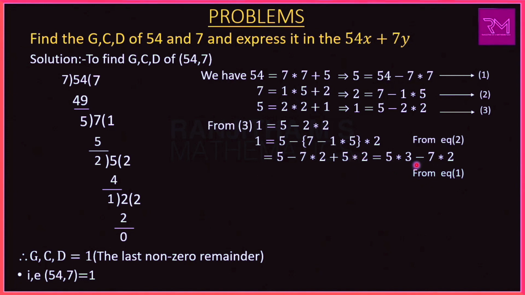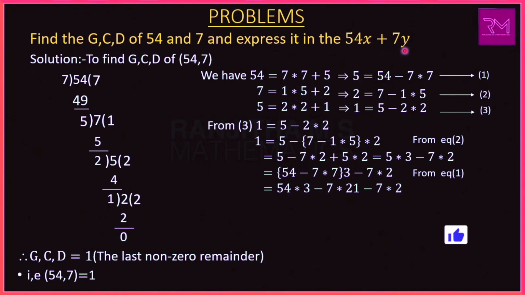Next step, for this equation, from equation 1 we can write in the place of 5 as 54 minus 7 into 7. So for 5 into 3 minus 7 into 2, apply equation 1. In the place of 5, we substitute 54 minus 7 into 7, into 3 as it is, minus 7 into 2. Multiply 3 inside this bracket, we get 54 into 3 minus 7 into 21, minus 7 into 2 as it is. Our aim is to express it in the form of 54x plus 7y, so we are finding 54 into some value and 7 into some value.